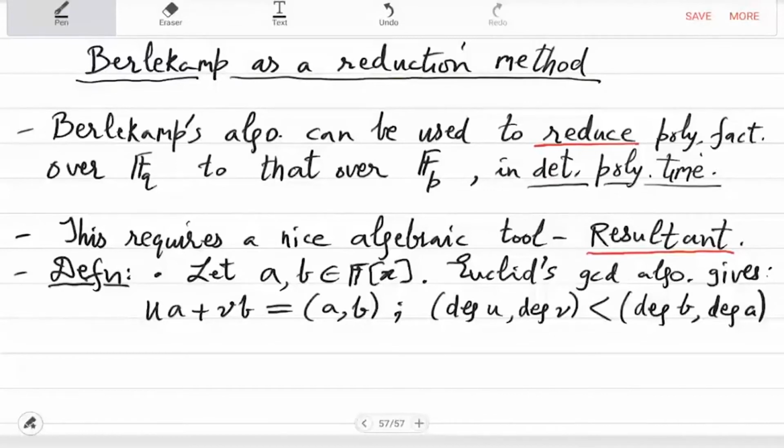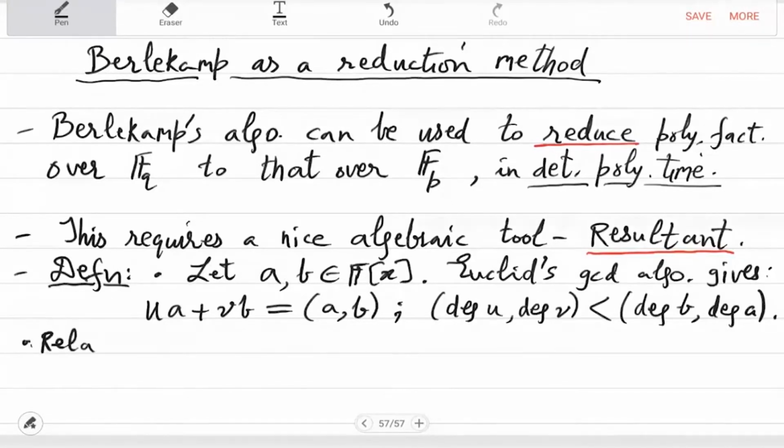Assuming you have computed the GCD of A and B. So that linear system basically corresponds to a matrix, and that matrix has a determinant. So the question is, what is that determinant? Okay, so that determinant we will call the resultant.